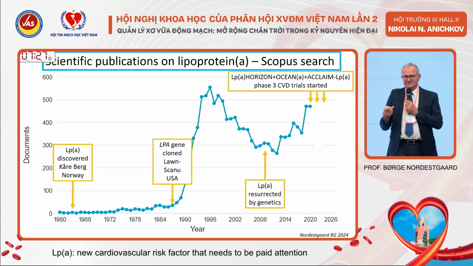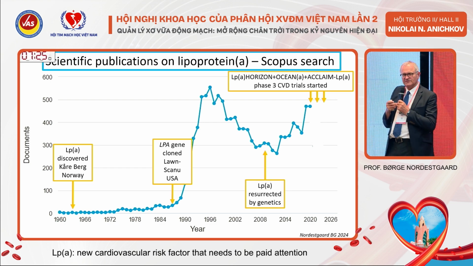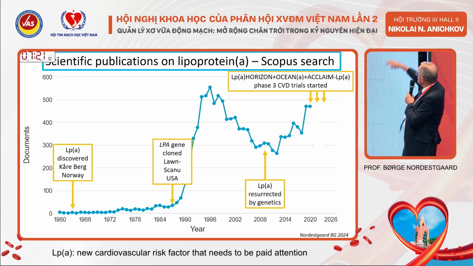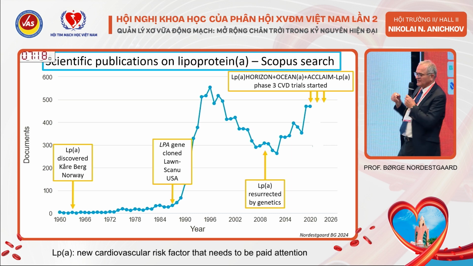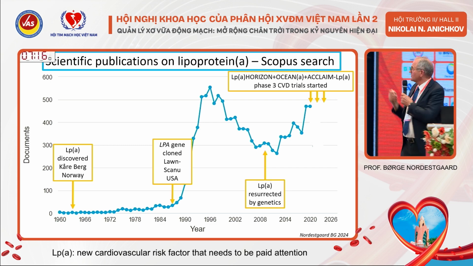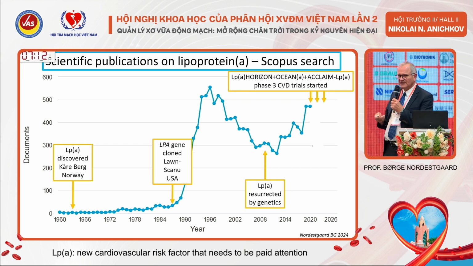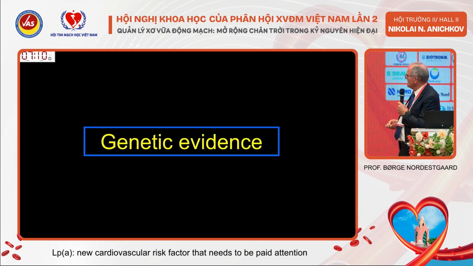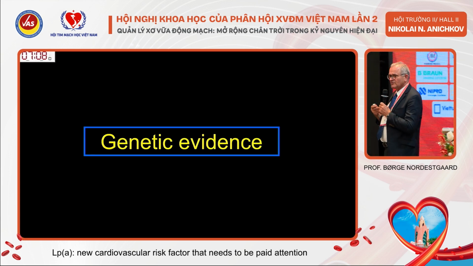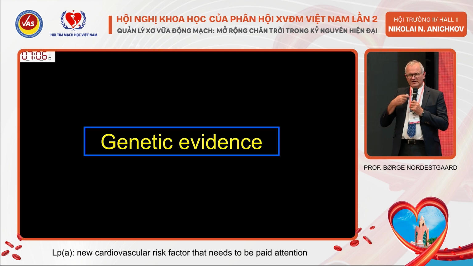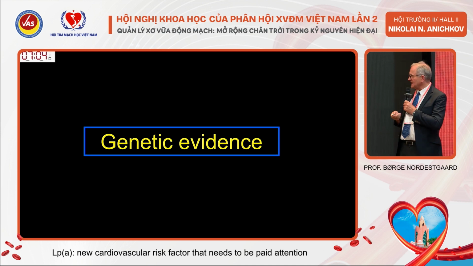There were genetic studies. We had some. There was also the Emerging Risk Factors Collaboration and Robert Clarke from the UK. And then the interest went way up. Now we have 3 different phase 3 trials ongoing: one called HORIZON, one called OCEAN(a), and one called the ACCLAIM-Lp(a) study. So what is the genetic evidence? What was it that made this difference? Really, people started believing in it again.